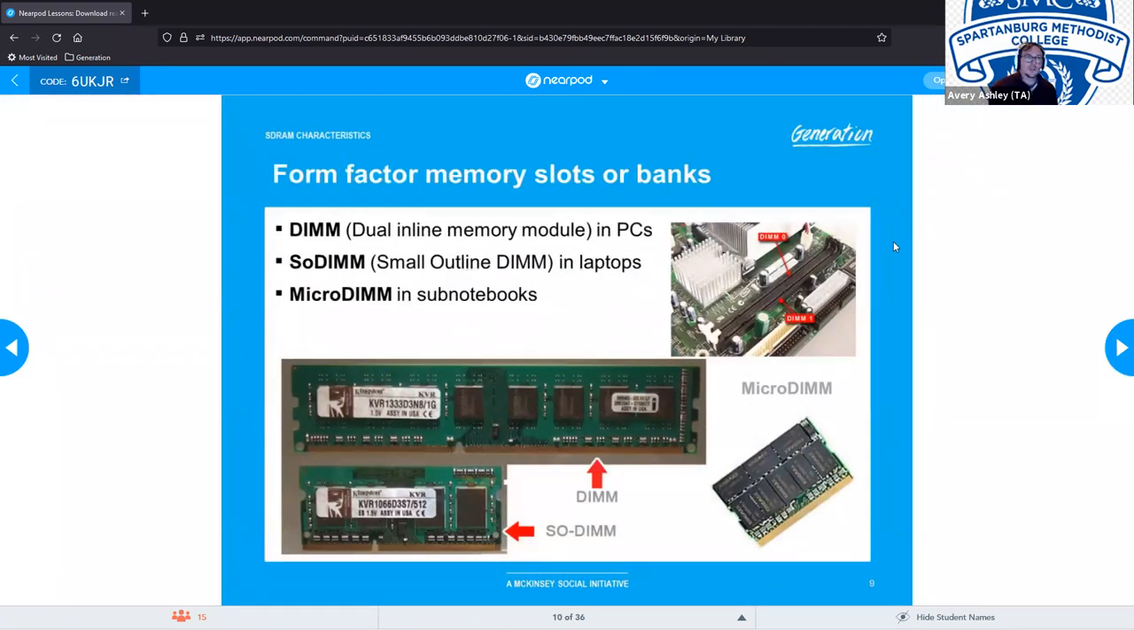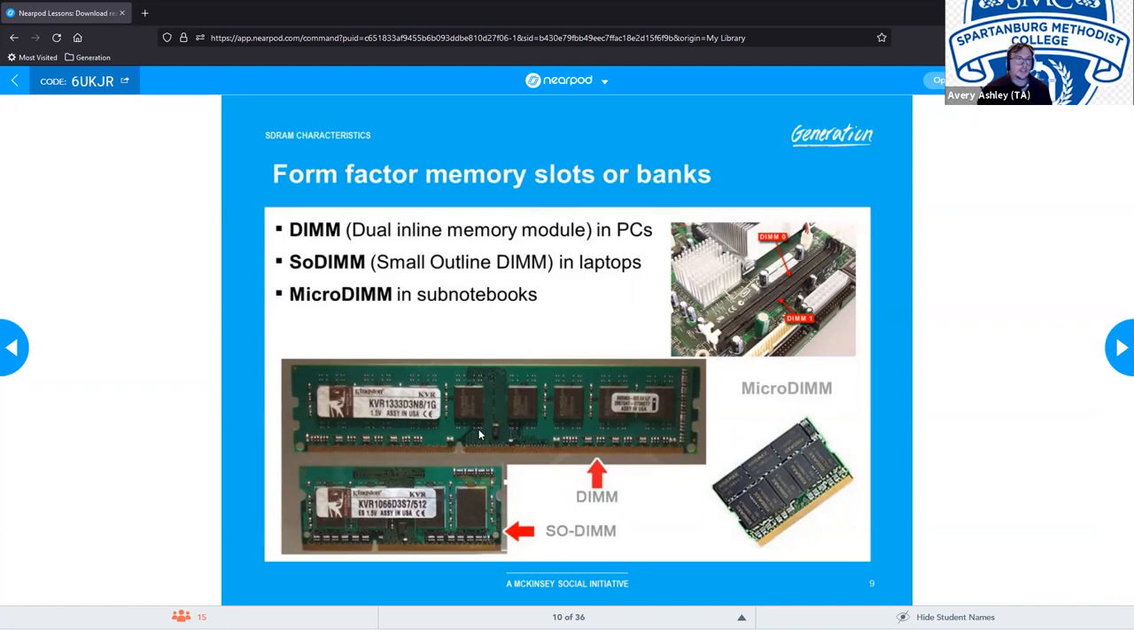All right, so different form factors for memory slots or banks. We have DIMM, which is dual inline module. That's going to be for PCs. So this longer one, that's what you're going to see within your desktop. We also have SODIMMs, which are small outline DIMMs, and those are used in laptops. So if you see a small stick of RAM, that's for laptops, not for desktops.